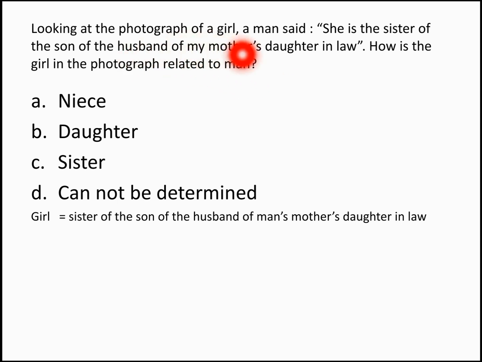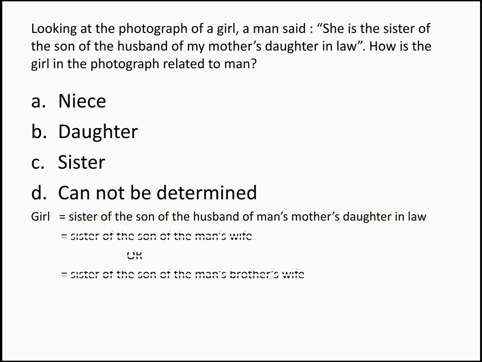Looking at a photograph of a girl, a man said, "She is the sister of the son of the husband of my mother's daughter-in-law. How is the girl in the photograph related to him?" This is exactly what is given in the question, and for your convenience, you can alter this as, see, son of the husband of man's mother's daughter-in-law.